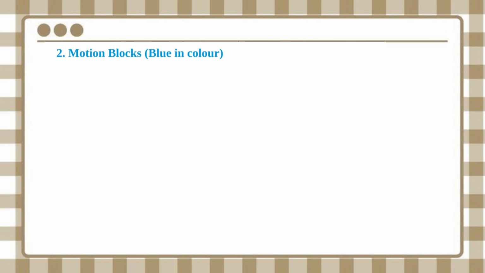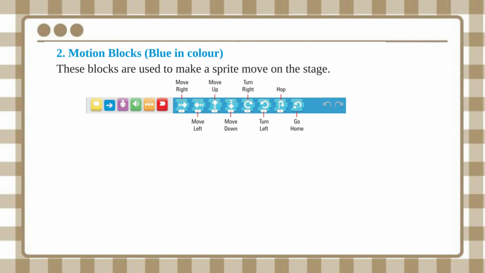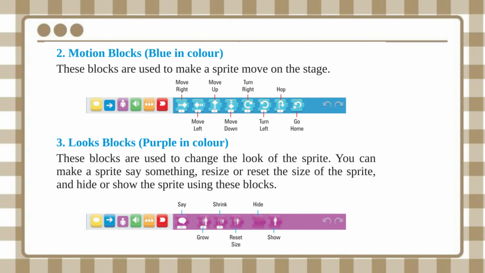2. Motion blocks, blue in color. These blocks are used to make a sprite move on the stage. 3. Looks blocks, purple in color. These blocks are used to change the look of the sprite.